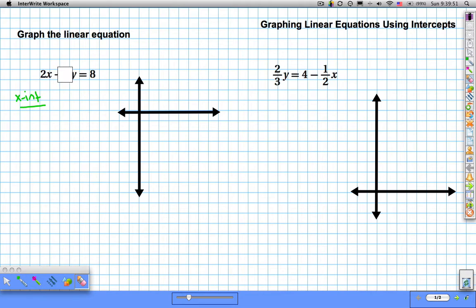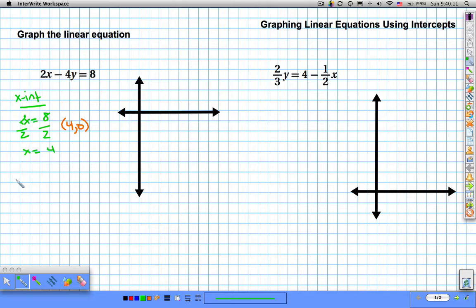So when I cover up this y term, I'm going to have 2x equal to 8 as my new equation. When I divide by 2, I get x equal to 4, so my ordered pair for my x-intercept is 4, 0.